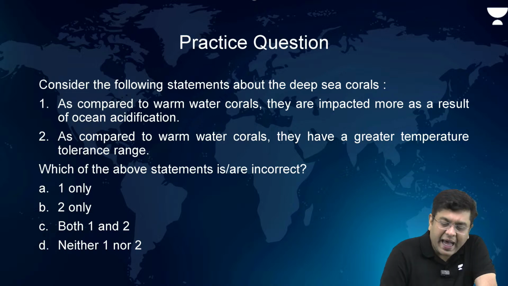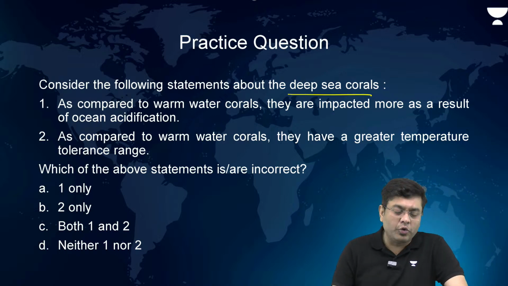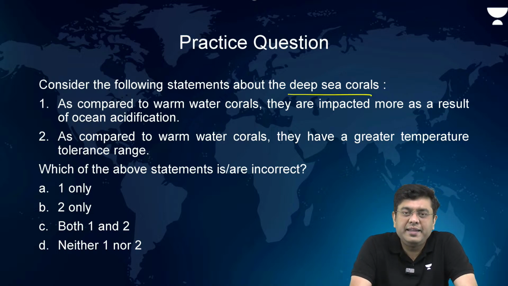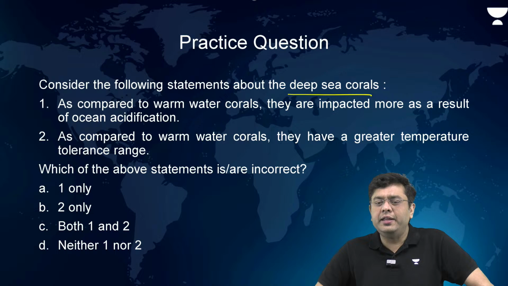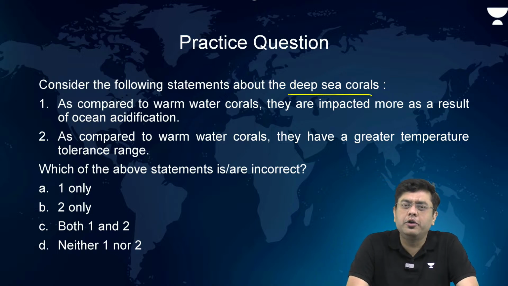So here, consider the following statements about the deep sea corals. One, as compared to warm water corals, they are impacted more as a result of ocean acidification. Two, as compared to warm water corals, they have a greater temperature tolerance range. Which of the statements given above is or are incorrect? Let me know. Yes, Saksham. Cold water corals can also be found in, let's suppose, the tropical zone at a greater depth. Kanishak, Shubham, Samvriti, correct.